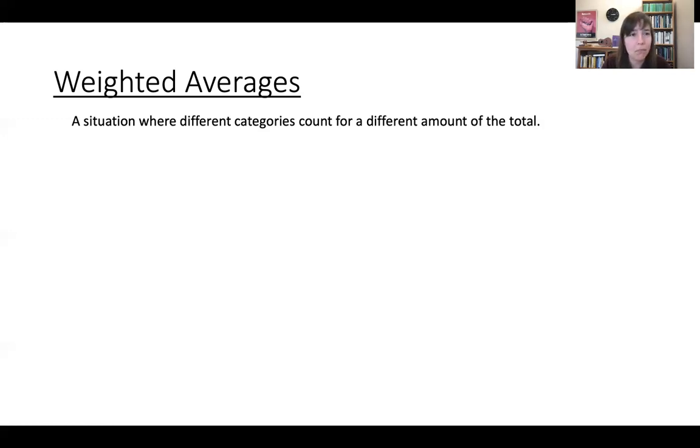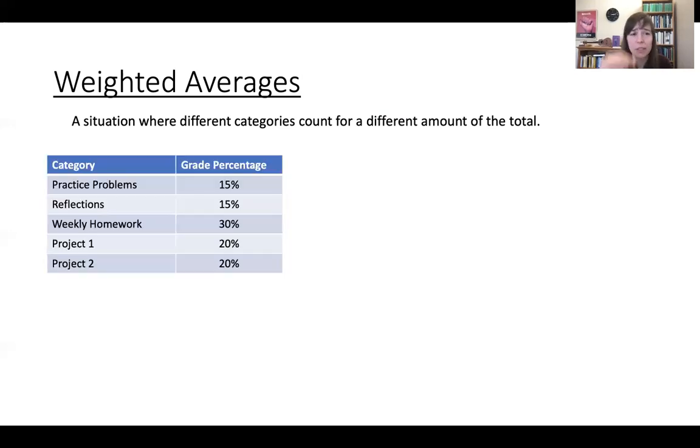Okay. So a weighted average is a situation where different categories account for different amounts of the total. And the most common place you see this is going to be in a class. For example, in this class, your grade is based on 5 different categories, and each of these categories accounts for a different percent of the total grade. So your practice problems count for 15% of the total grade, your reflections count for 15%, the weekly homework counts for 30%, and each project counts for 20% each.